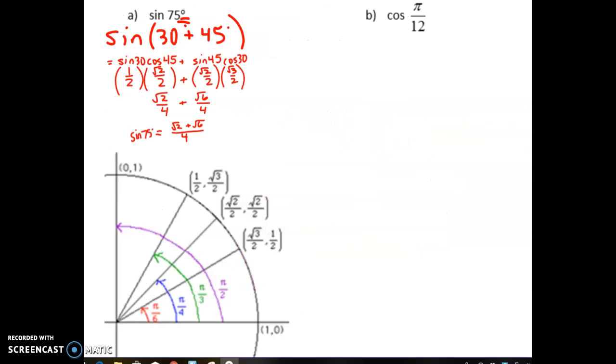All right, so for cos pi over 12, just think about this. It might be easier to think about this as 15 degrees, because pi over 12 is half of pi over 6, which means it's half of 30 degrees. So we're saying that it's a 15-degree angle.